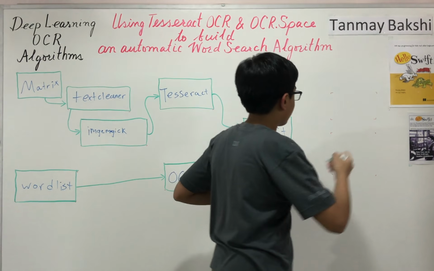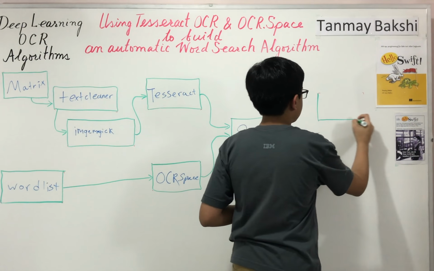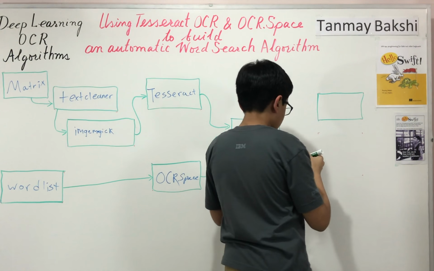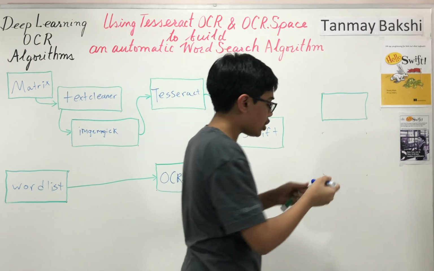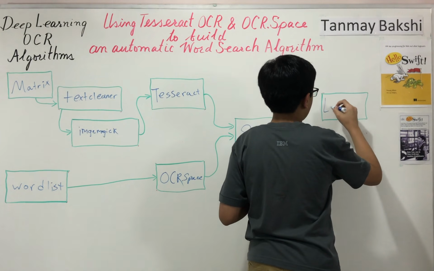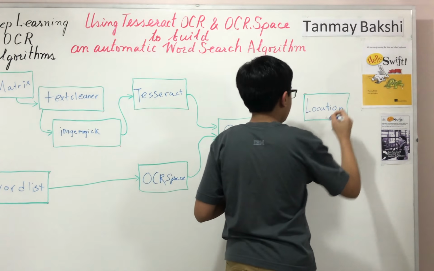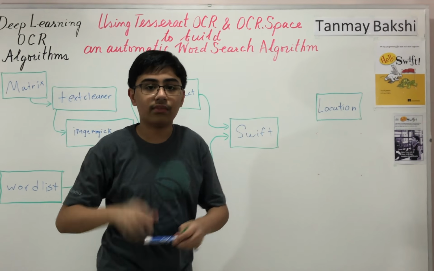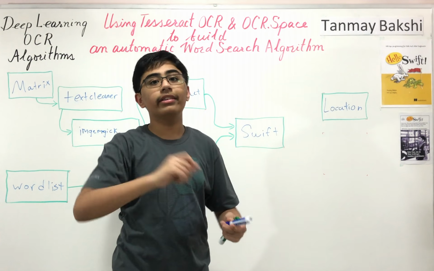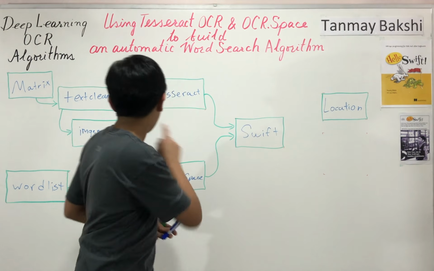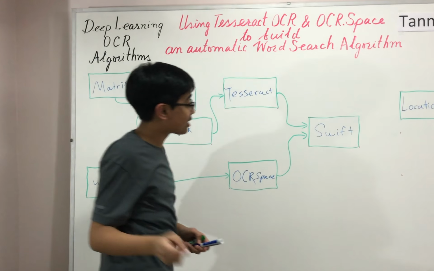Let's talk about the first one first. So the first output that we're going to get from Swift is actually quite simple. It's just going to be the locations of all of our words. So basically, all the locations of where each word starts on the word list or on the word search matrix.